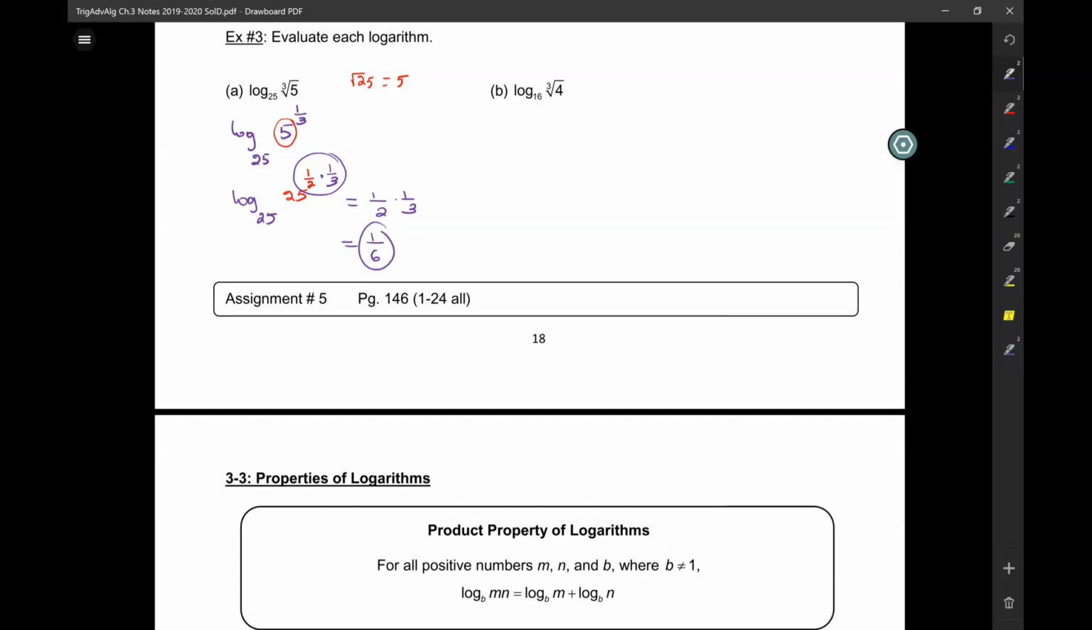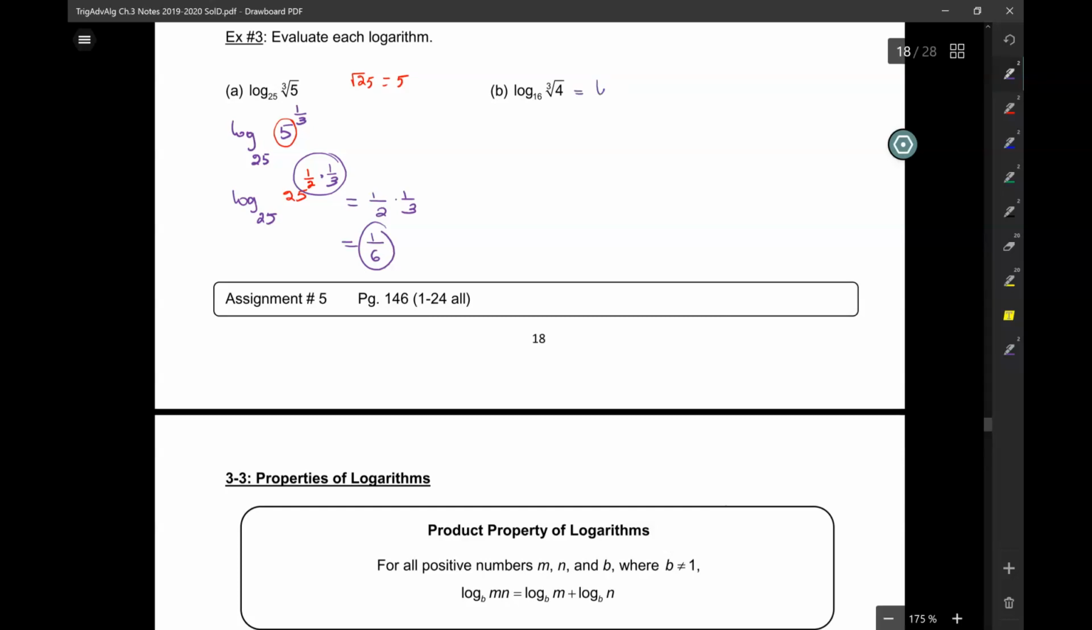Should we do one more? I feel like we should do one more. Let's do one more. Why the 1/3? Because it was part of the problem. It was the cube root of 5. The 5 is what I rewrote as 25 to the 1/2. So I took off the 5 and instead I replaced it with 25 to the 1/2. Now let's do one more.